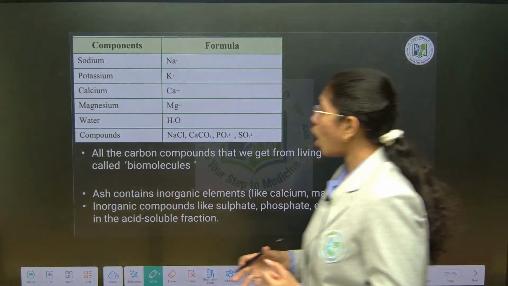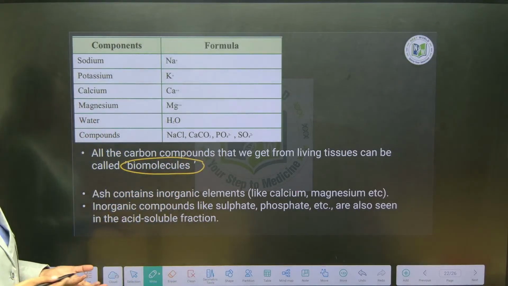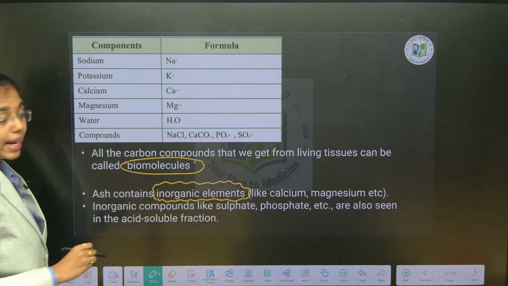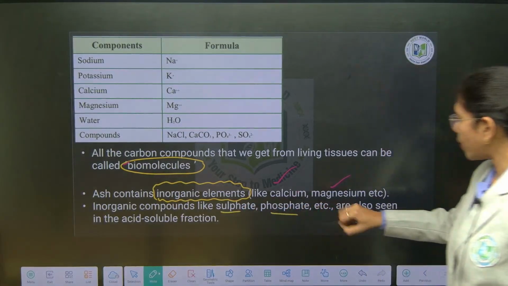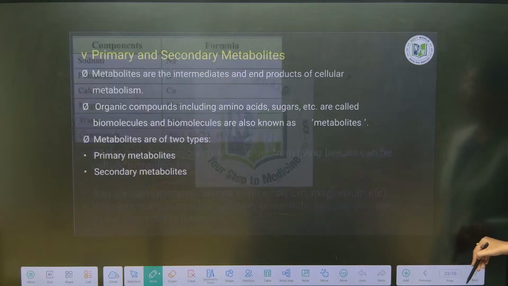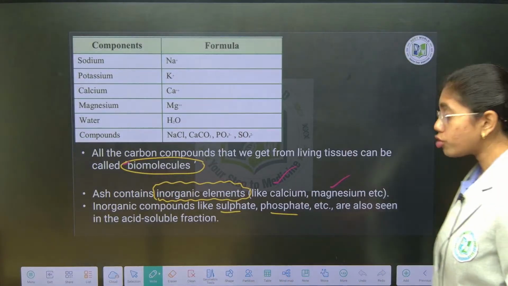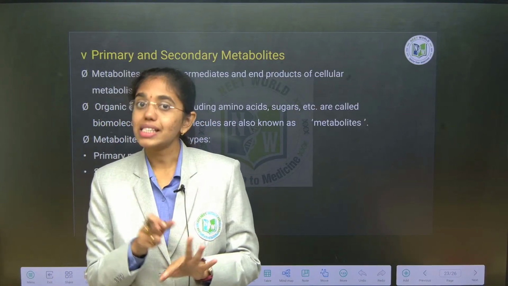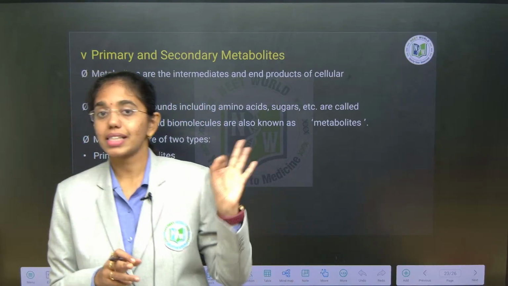Any doubt anywhere? So all the carbon compounds that we get from any living tissue can be biomolecules. Ash will contain inorganic elements like calcium and magnesium, and inorganic compounds like sulfate, phosphate, etc., which are also seen in the acid soluble fraction. Where do you find inorganic elements? In the cellular constituents, the acid soluble pool. Remember that carefully. In the acid insoluble pool or retentate, you will get only biomacromolecules like polysaccharides, proteins, nucleic acids and lipids. Out of these four, the molecular weight will be approximately 10,000 Daltons for the other three, whereas 800 Daltons for lipids.